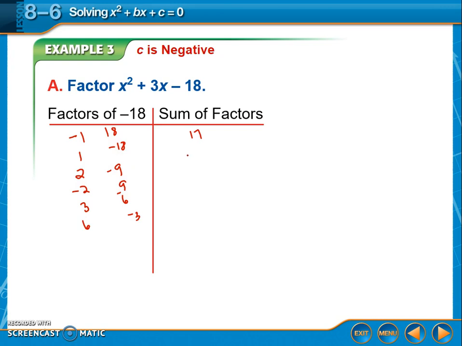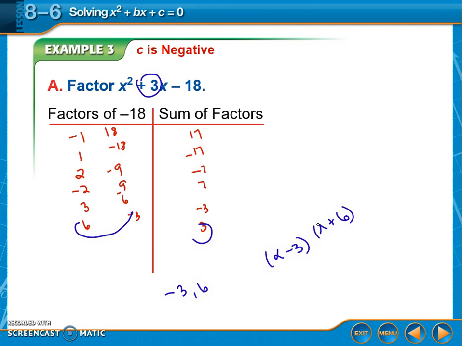So this is 17, this is negative 17, this is negative 7, this is positive 7, this is negative 3, and this is positive 3. We want the one that gave us positive 3. So that's this one, or these two. We want to take negative 3 and 6. So it's going to be x minus 3 and x plus 6. And that's going to be my factored form of this.